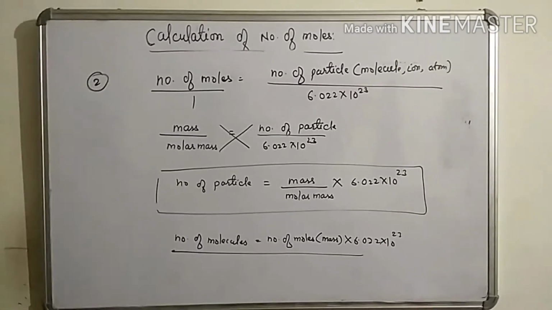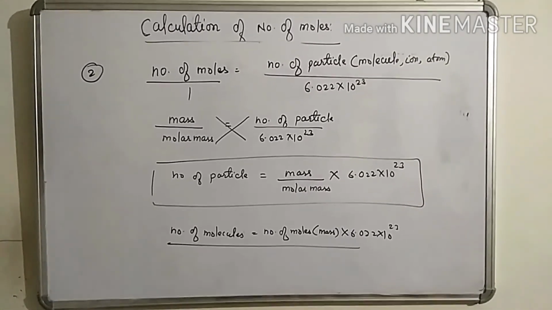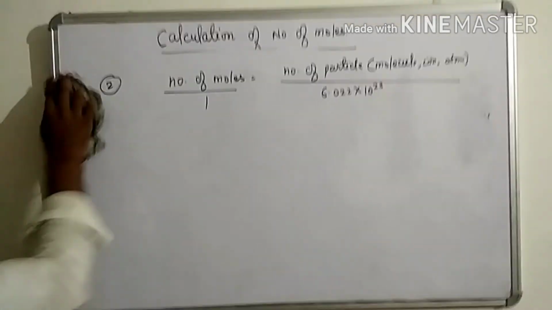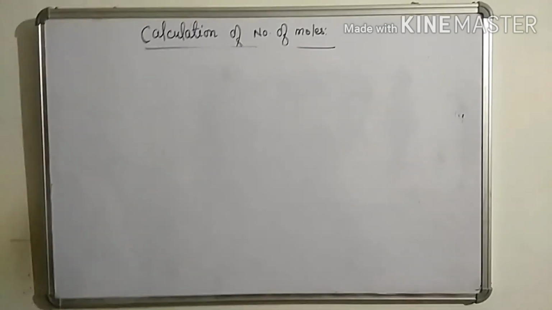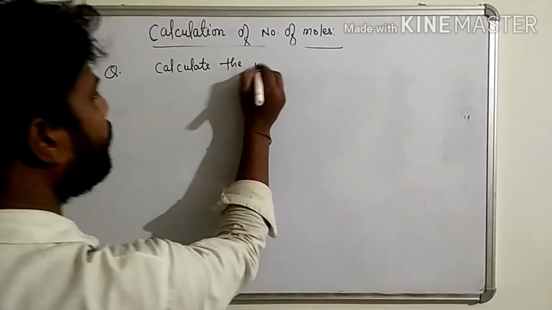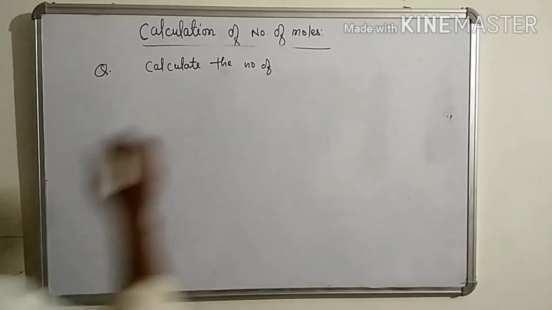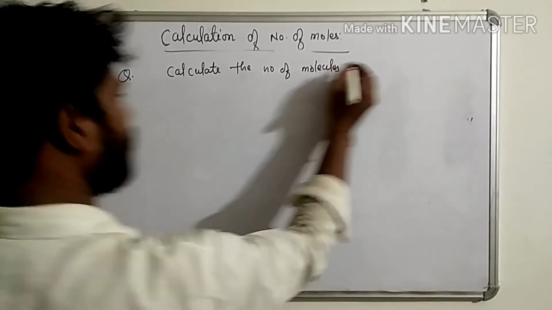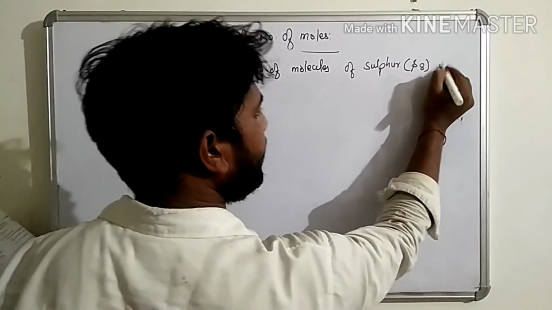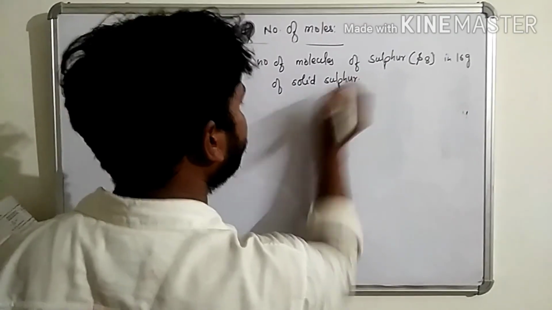Okay children? Question is that calculate the number of molecules of sulfur S8, means this is sulfur, children, in 16 gram of solid sulfur.